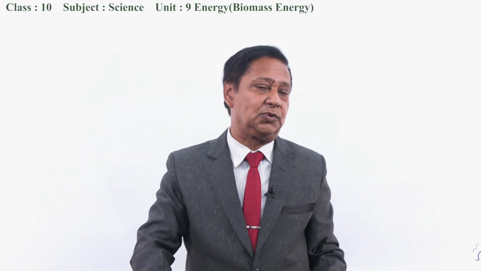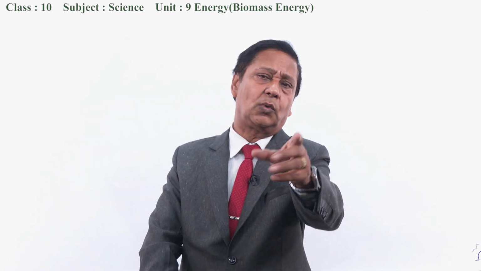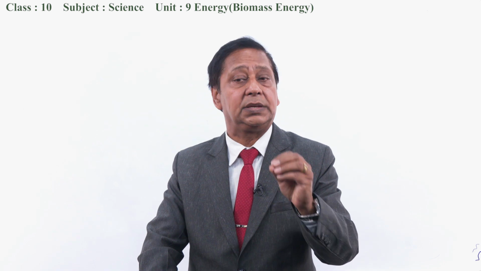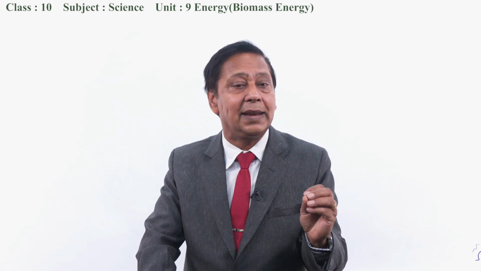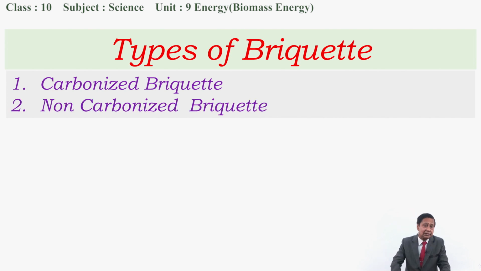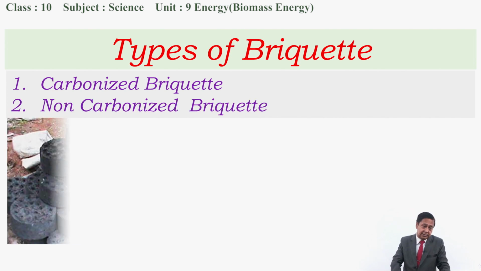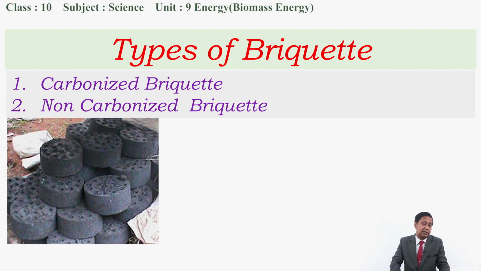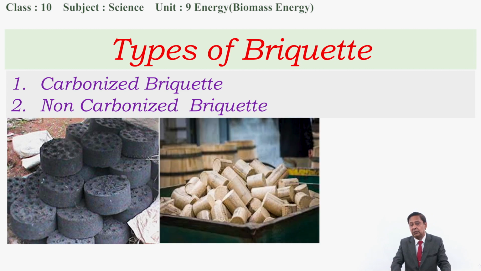Okay, now I want to talk about the types of briquette. There are basically two types of briquette. One is carbonized briquette, another is non-carbonized briquette. Now what is carbonized briquette? How does it appear? Look at this, this is a carbonized briquette. It is black in color, and this is a non-carbonized briquette, and its color depends on the raw material. I mean to say, whichever raw material is used in making the non-carbonized briquette, it takes the same color.